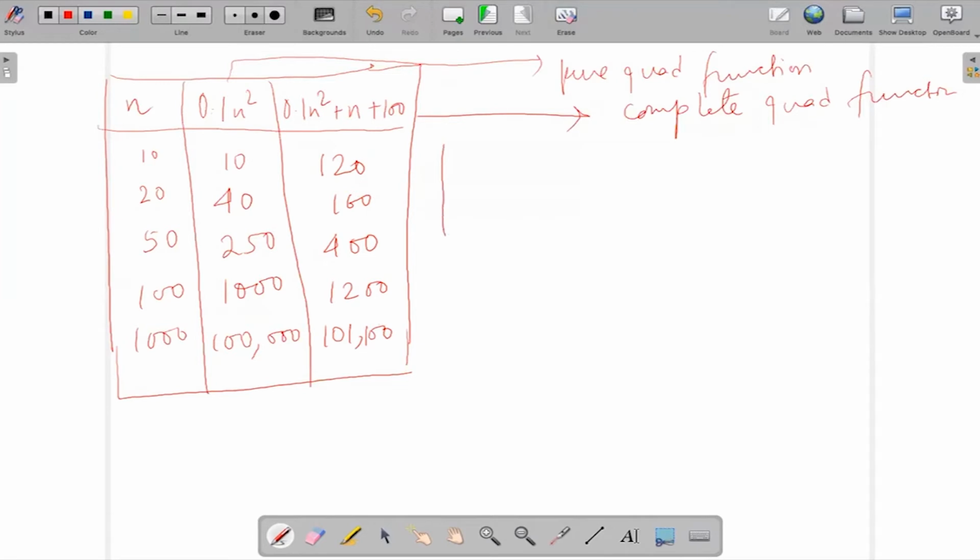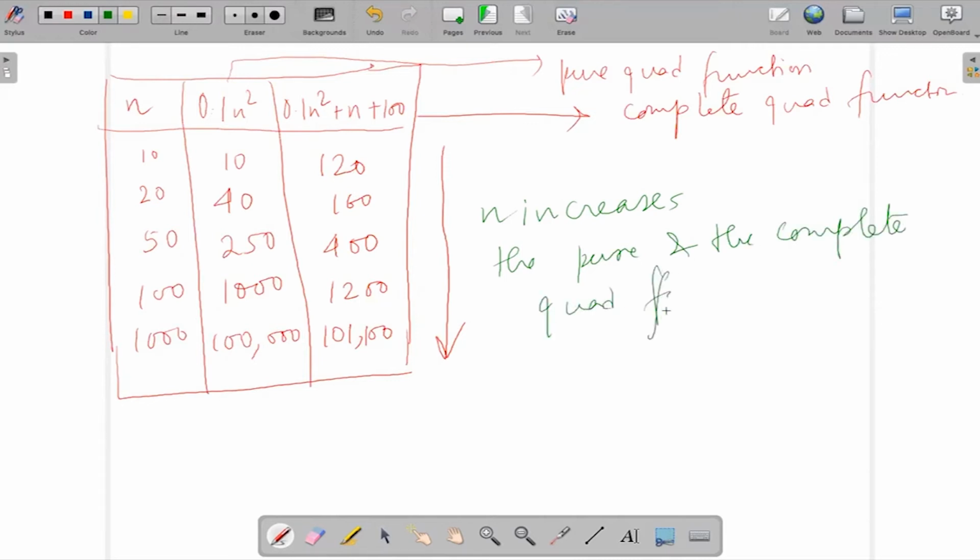Now you see the interesting trend here. As you increase the value of n, as n increases, the pure and the complete quadratic functions come closer and closer. And this is what we were trying to mean by eventual behavior.